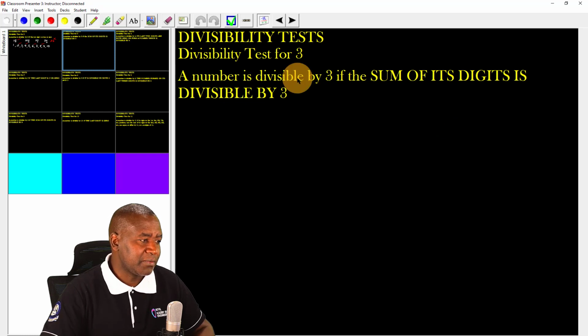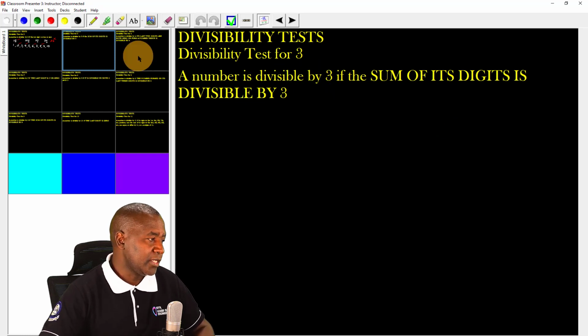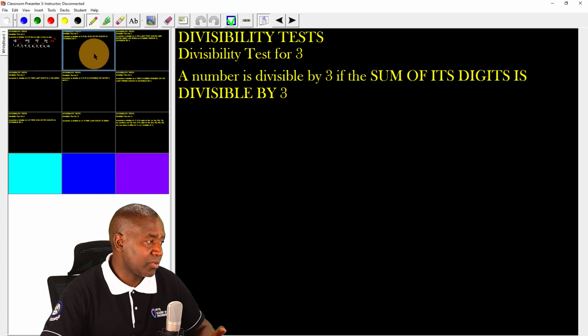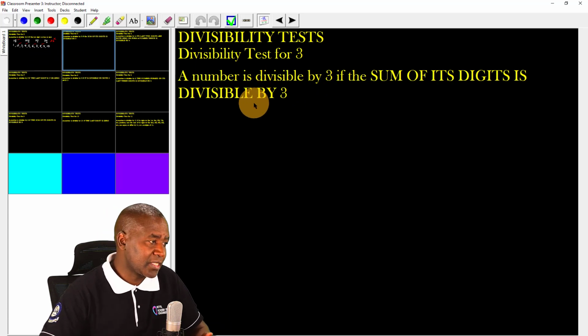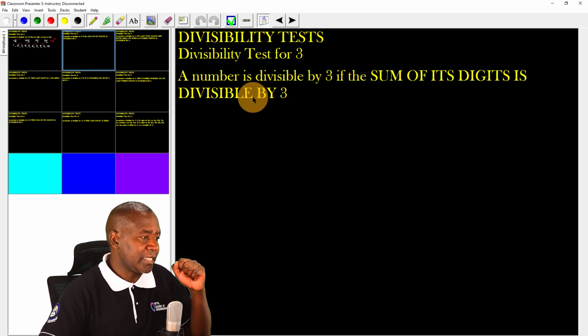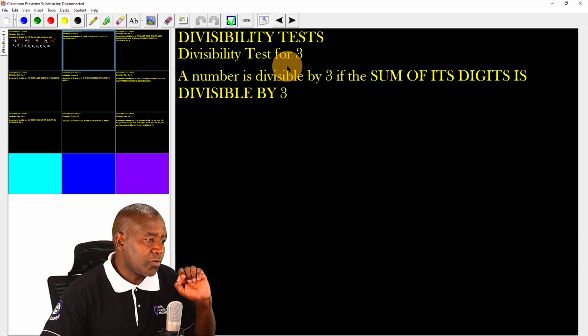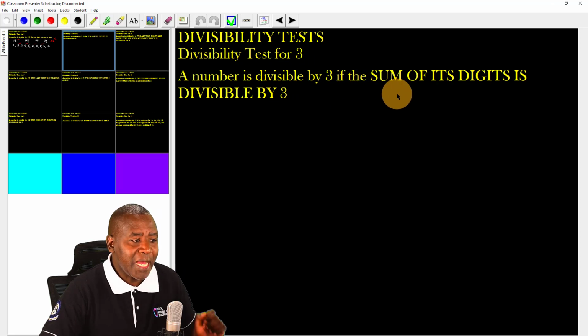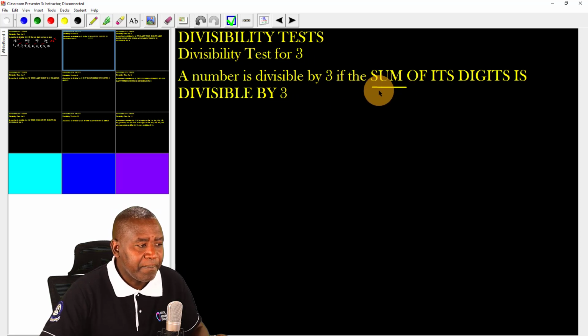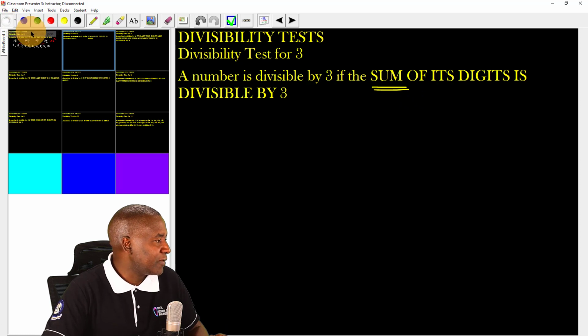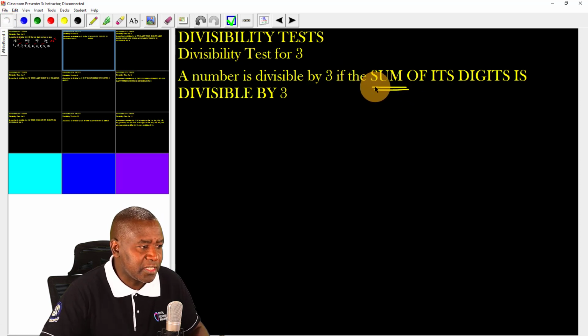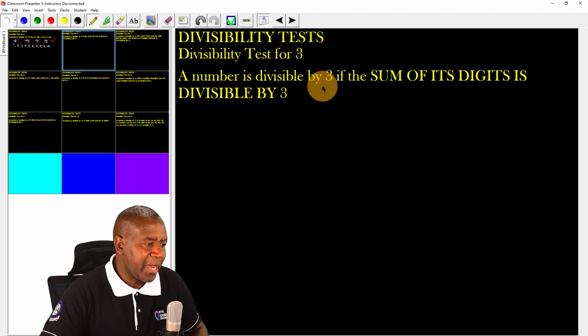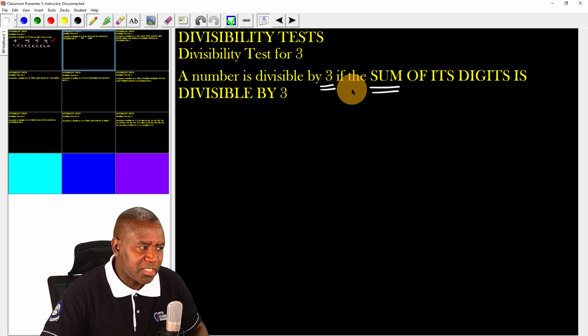Let's look at the divisibility test for 3. I didn't look at an example in the previous one because we have already looked at several examples in the previous lesson. The divisibility test for number 3. A number is divisible by 3 if the sum, let me change the color for emphasis, a number is divisible by 3 if the sum of its digits is divisible by 3.